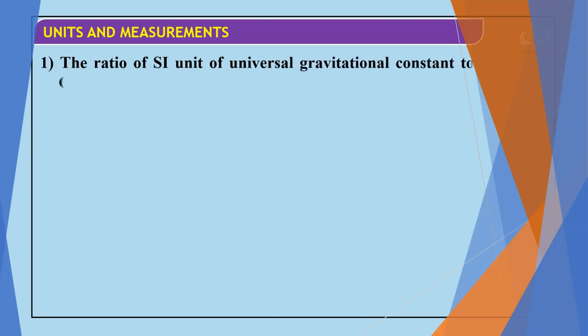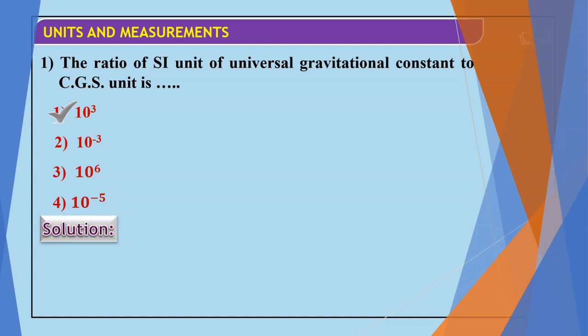The ratio of SI unit of Universal Gravitational Constant to CGS unit is: option 10 to the power 3, 10 to the power minus 3, 10 to the power 6, 10 to the power minus 5. The correct answer for this question is 10 to the power 3. Let us see the solution of this question.